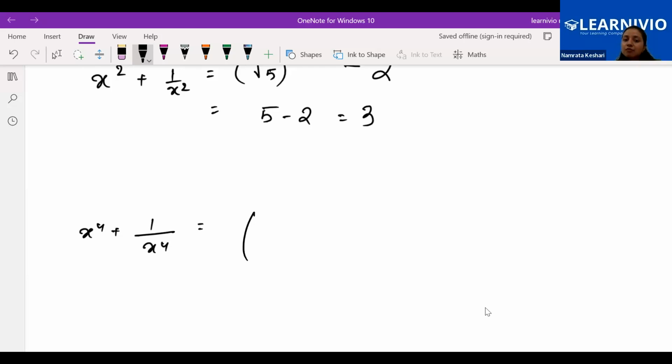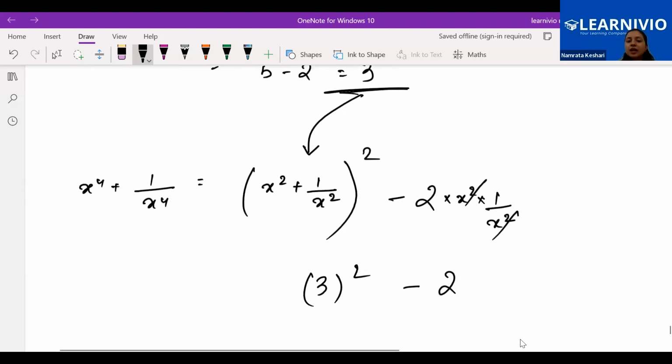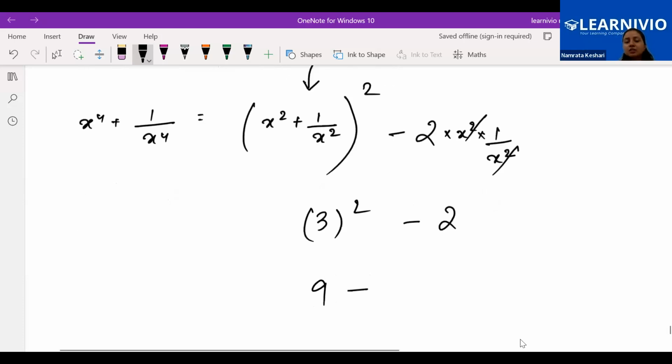So this time we will use this one value. x square plus 1 by x square, that whole square. This will generate a term x to the power 4. This will generate a term 1 by x to the power 4. But an extra term will also come out from here. So we will subtract that extra term, and once we subtract, we will realize that it is nothing but just 2 only. So we know the value, that is 3. We will substitute over here, 3 whole square, 9 minus 2, it is 7.